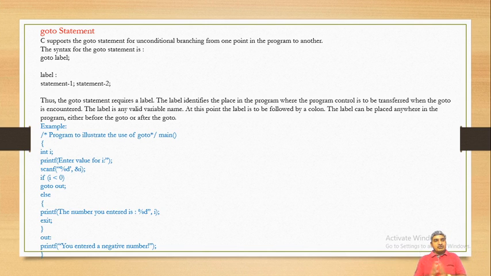So goto statement means goto is used for unconditional branching. The execution of a program goes to the location where we use the particular label which is mentioned in the goto statement.